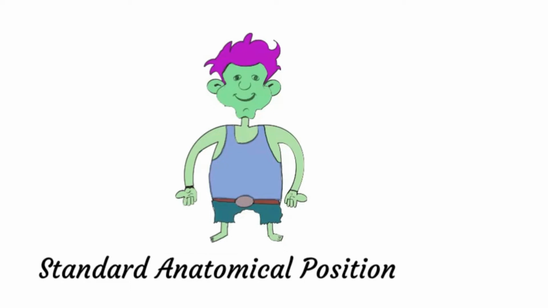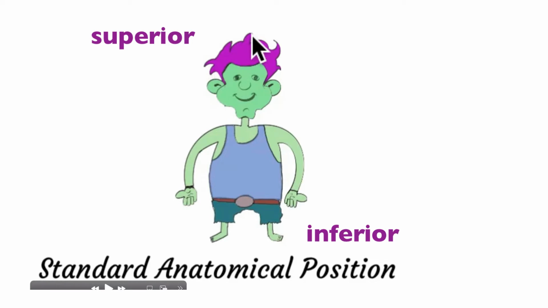The top of the body or top of an organ or top of a body part is known as superior. The bottom is known as inferior. So the most inferior aspect of this image right here are the feet. The most superior aspect of this image is this part of the hair right here.